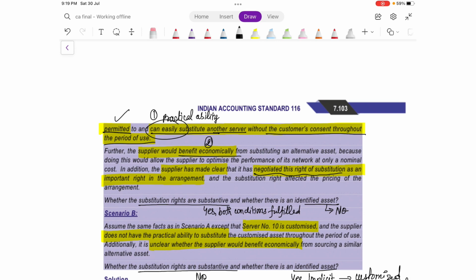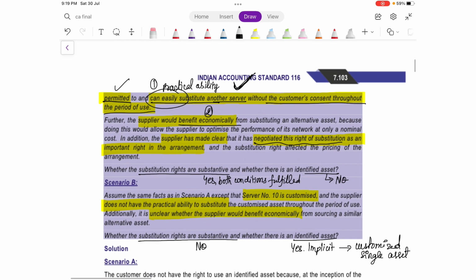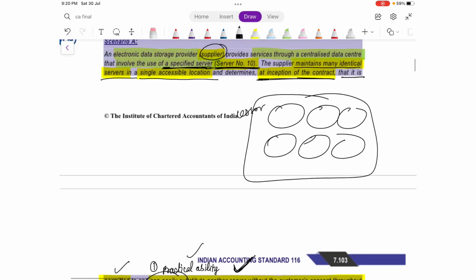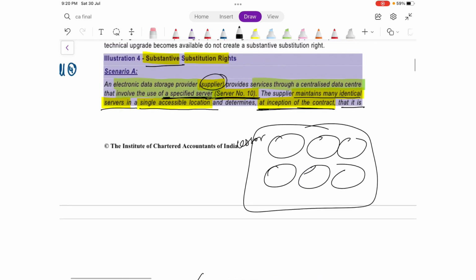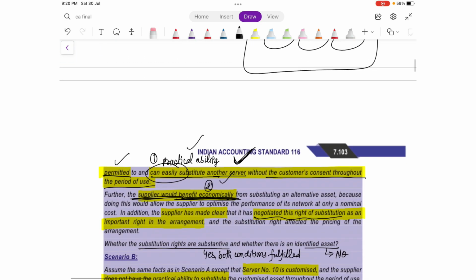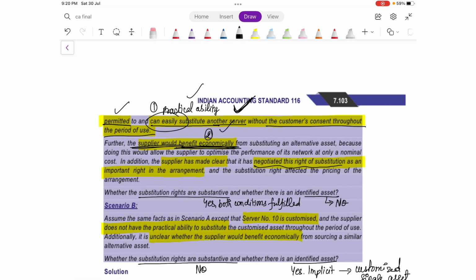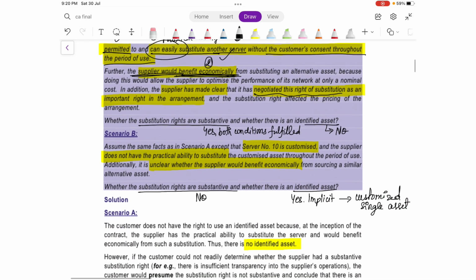So two conditions should be fulfilled for the right of substitution to be substantive. One is practical ability. So here he has a practical ability. You have to see whether the lessor will also benefit economically. So here they have said the lessor would benefit economically too. So both the conditions are getting fulfilled here. So here it is said that the lessor has a substantive substitution right. He can easily replace another server, and he also is going to benefit economically.